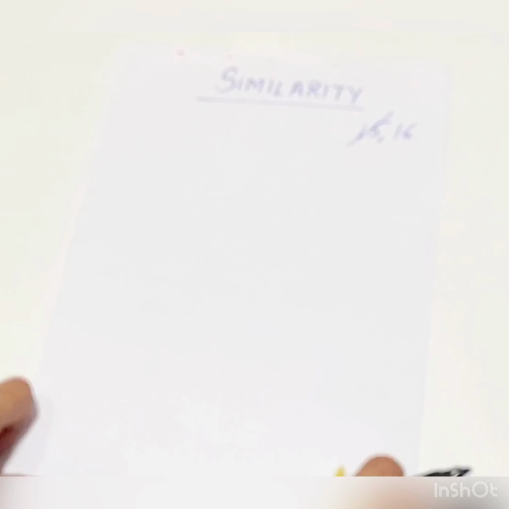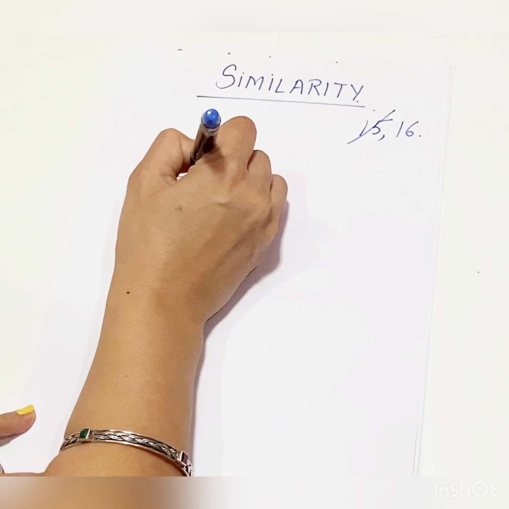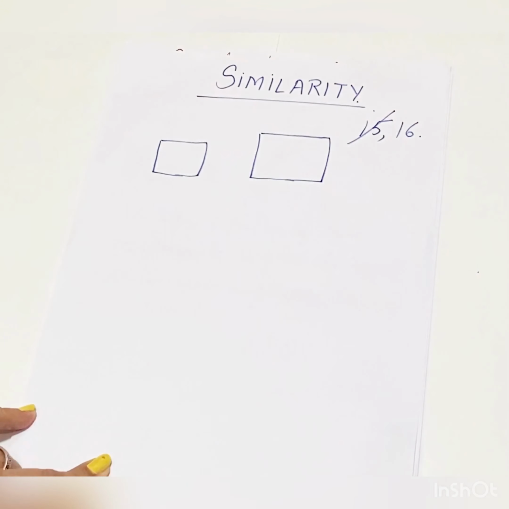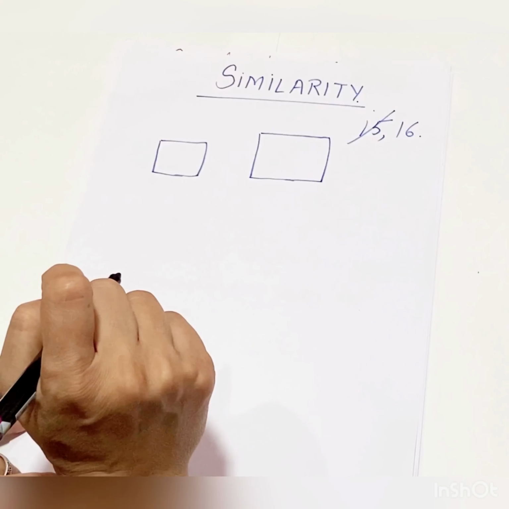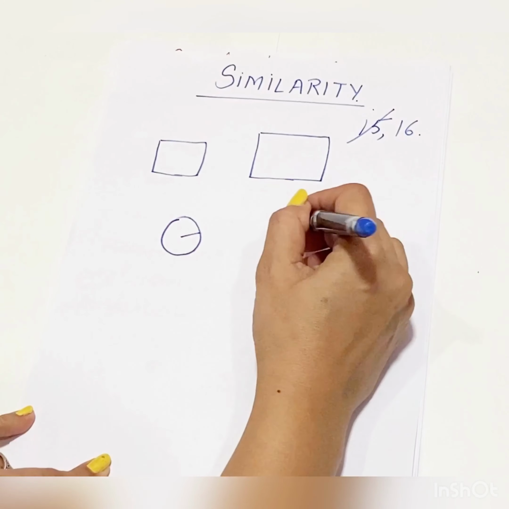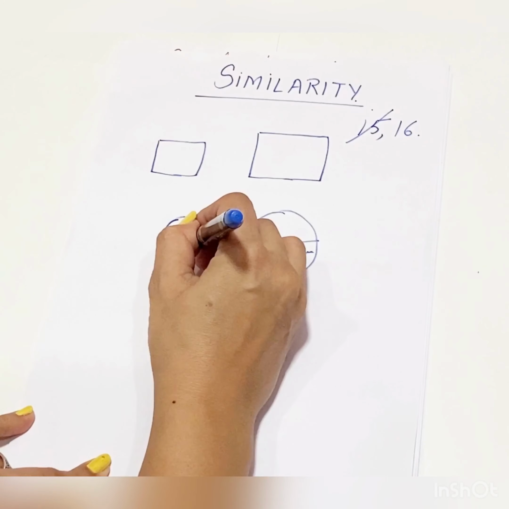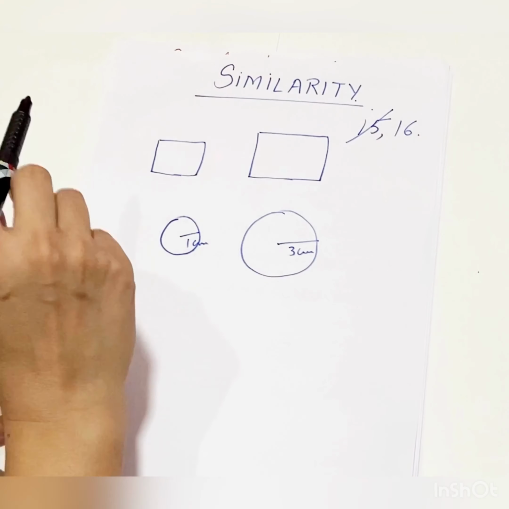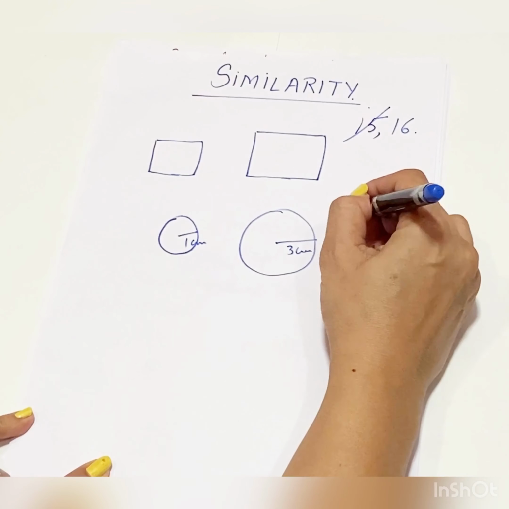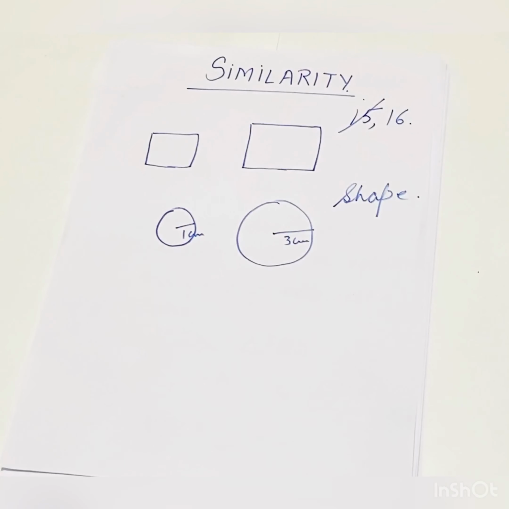I'll give you a brief idea about what similar figures are. If I am taking two squares, one is this and the other one is this, what do we say? We say that these are similar figures. If I am taking one circle whose radius is, suppose, 1 centimeter, and another circle of radius 3 centimeter, what type of figures are they? They are similar figures. They have the same shape but the size is different. Their shape is same but size is different. They are known as similar figures, right?